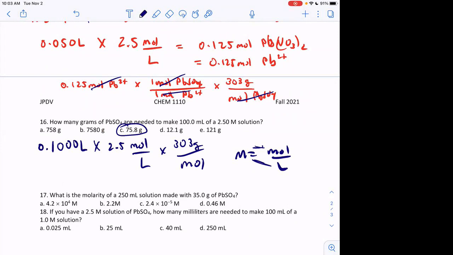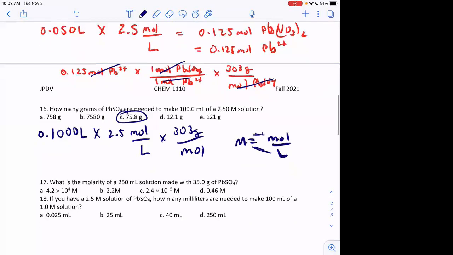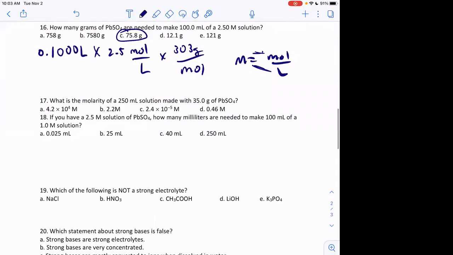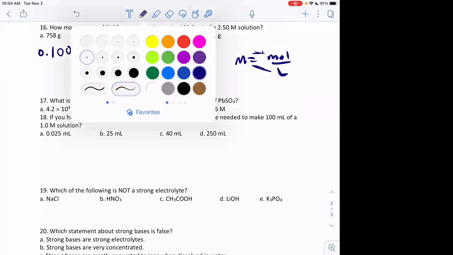Other questions or comments on that? All right. Wow, I messed that spacing up, didn't I? What is the molarity of a 250 ml solution made with 35 grams of lead sulfate? I guess I'll just do it right here.